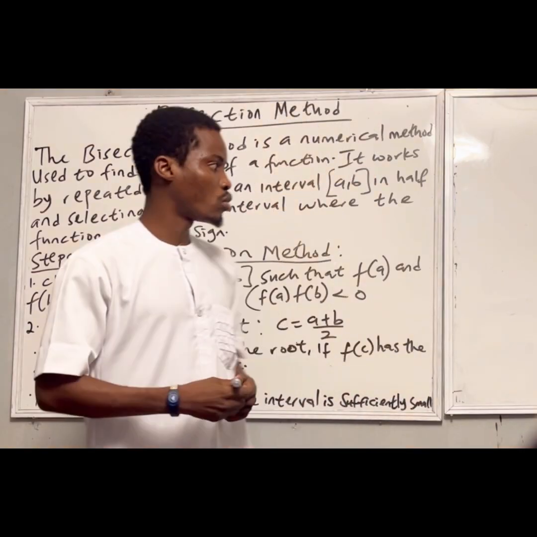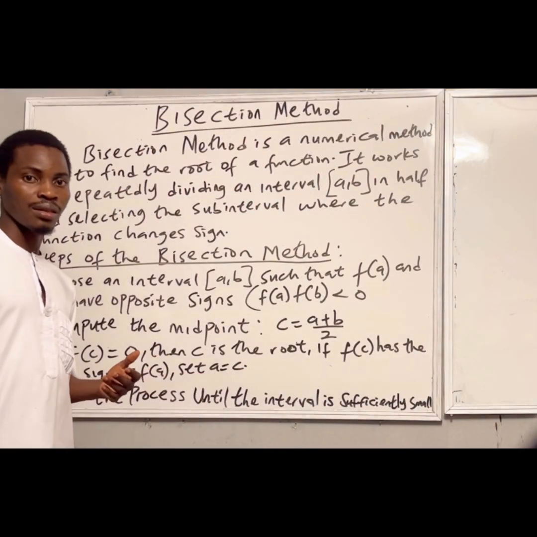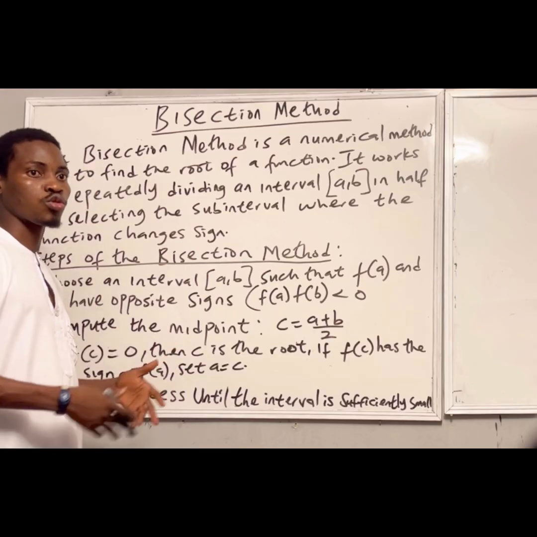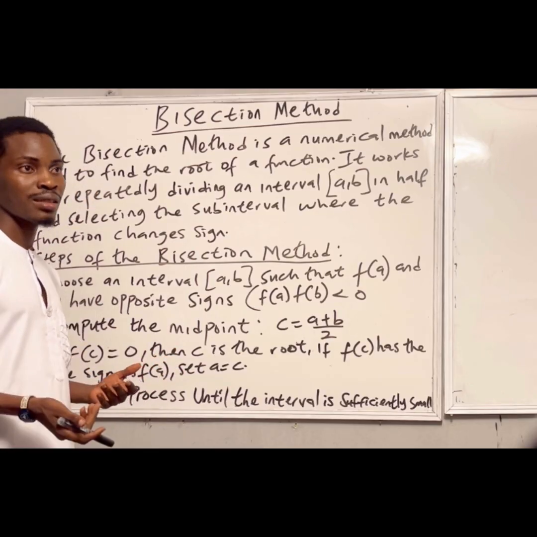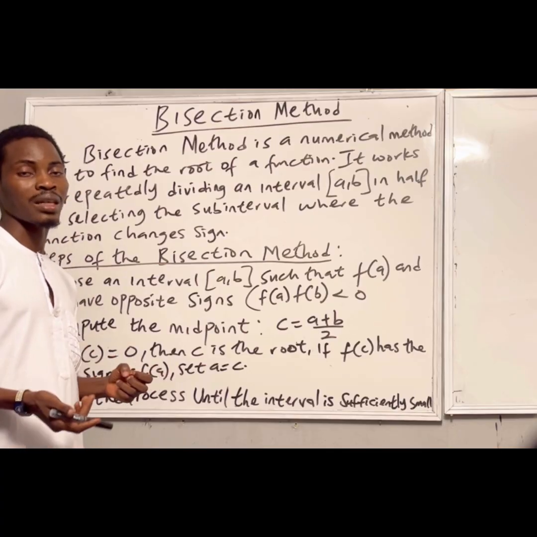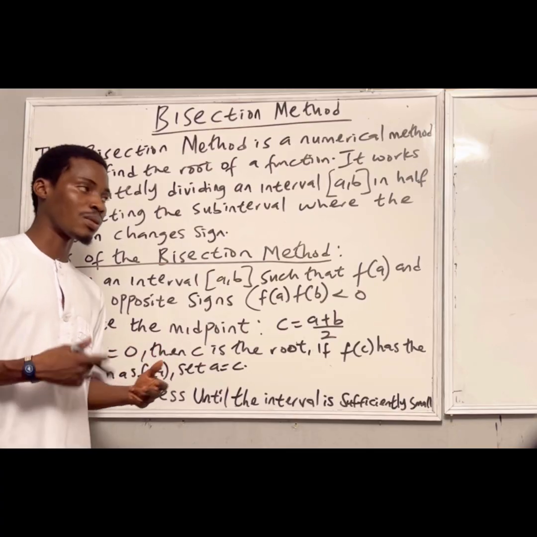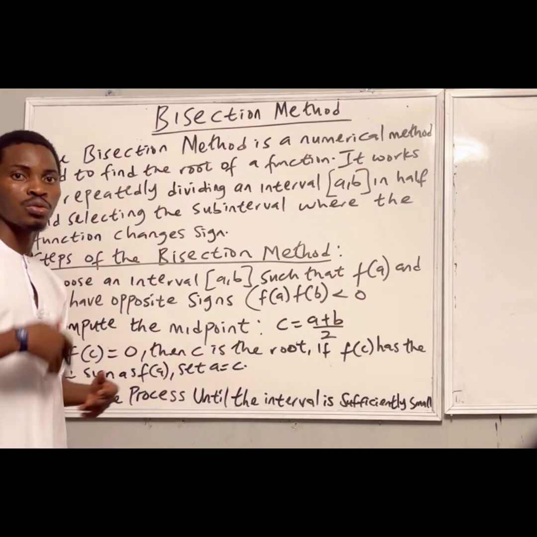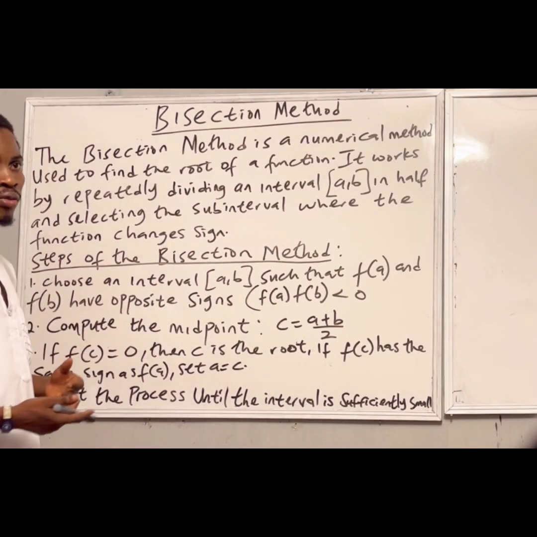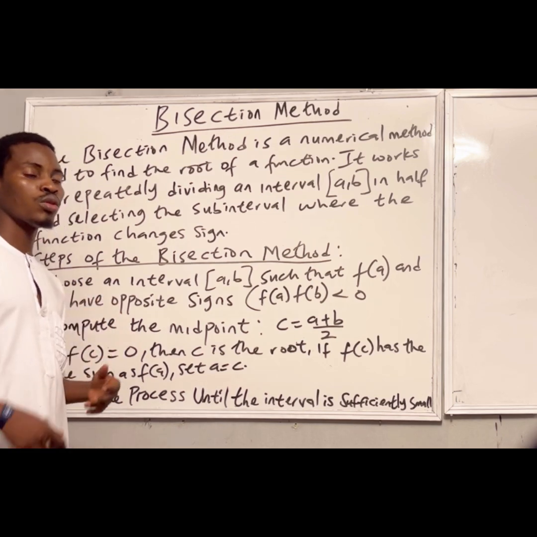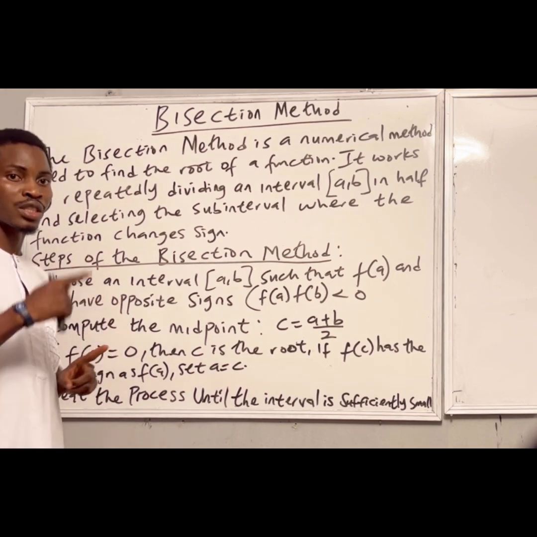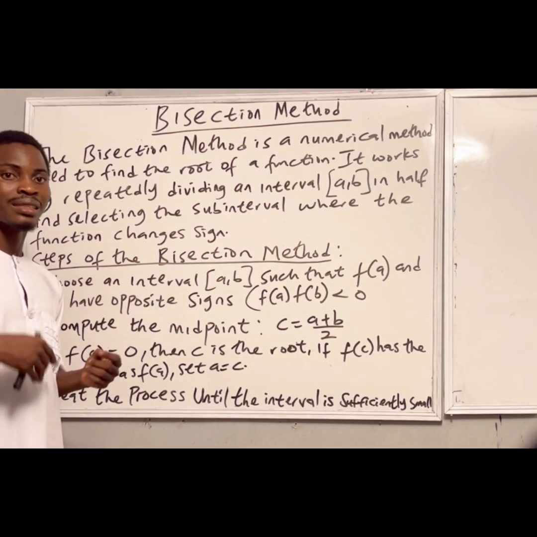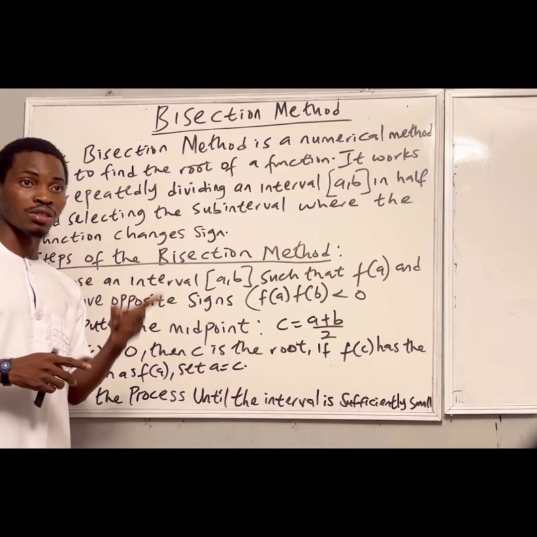If you have a function f of x, maybe f of x is x to the power 3 plus 2x minus 5, then for us to solve that, you have to test. When x is 0, what do we have? When x is 1, what do we have? When x is 2, what do we have? Where it changes sign, that's our interval that we are going to consider.